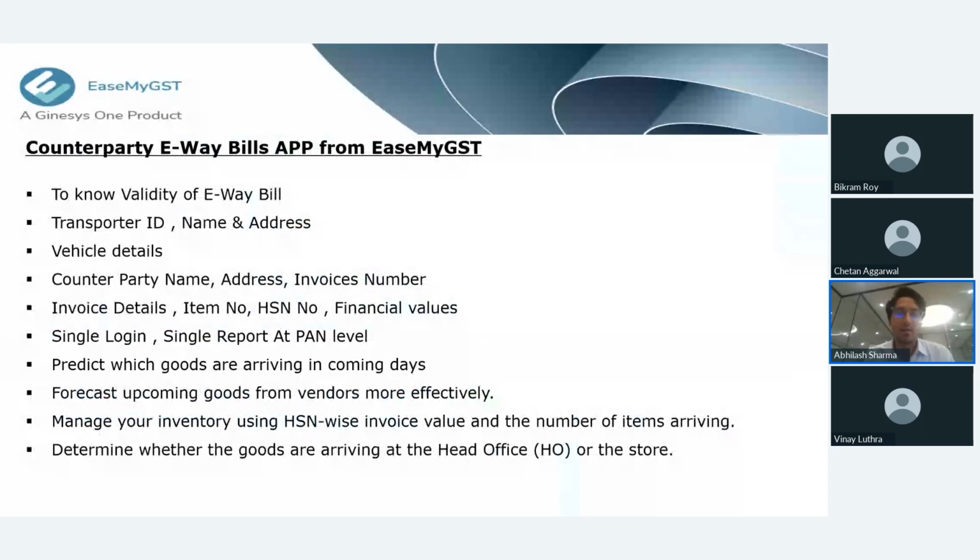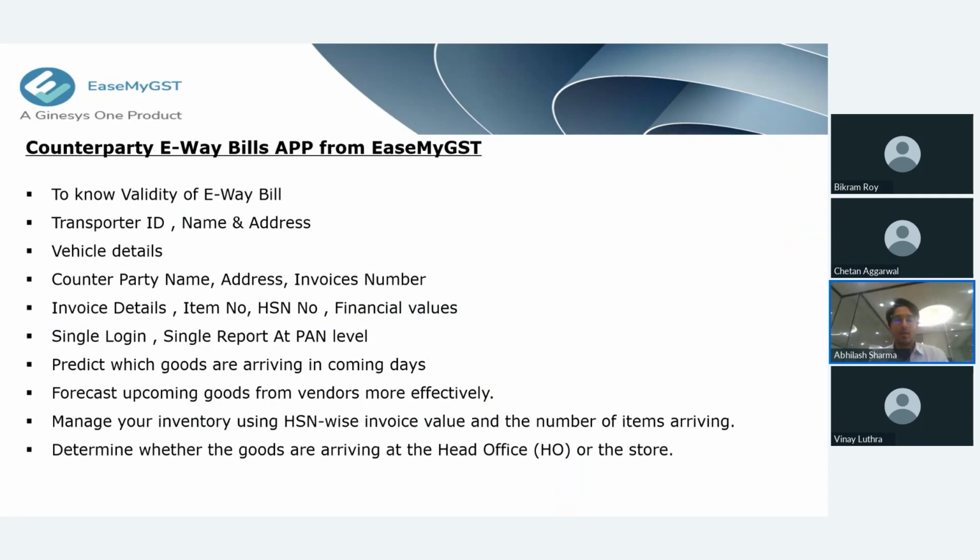As we know, we want to know what is the validity of the e-bill, who is the transporter, what is the name and address of the transporter, and what is the name or address of our counterparty. We want to know the vehicle number, and we can download this report in one single screen, and we can download it PAN level wise. Also, we can know what type of goods are arriving, and where these goods will arrive, HO or store level. It will help us to manage our HSN-wise invoice value and number of items arriving in this report.